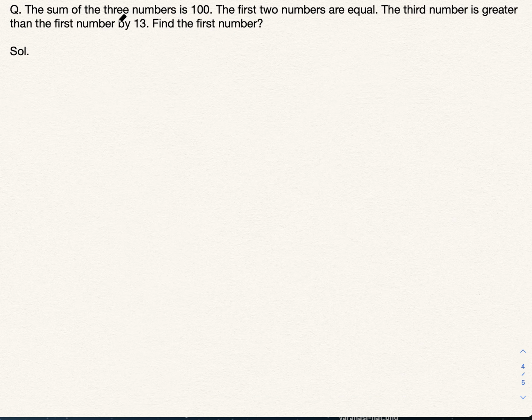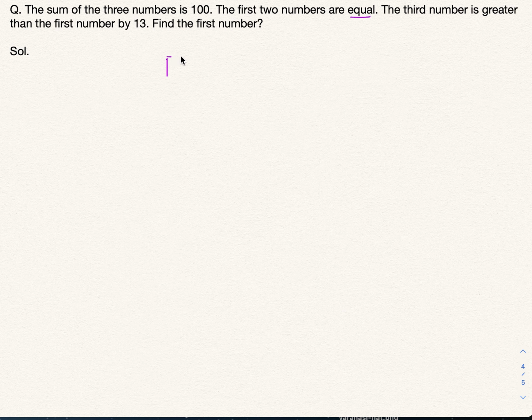Okay, so the sum of three numbers is 100, and out of these three numbers the first two numbers are equal. And how about the third number? The third number is greater than the first number by 13. Okay, so since we know that the two numbers are equal, let's start drawing the model first for those two numbers.